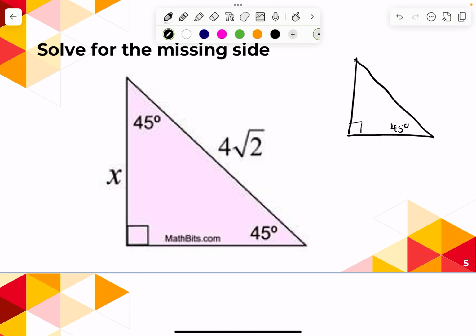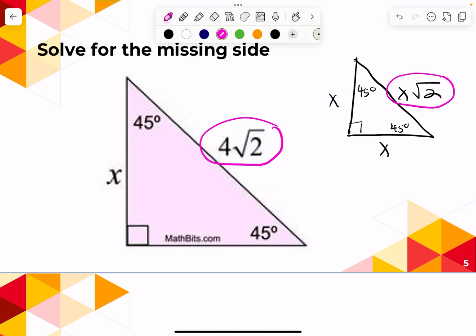So I'm just going to go ahead and take that little template, x, x, x root 2. Look at that, everybody. 4 root 2, x root 2. Those match up perfectly. So that means this is 4 and this is 4. We are done. Because this template matches that exactly.